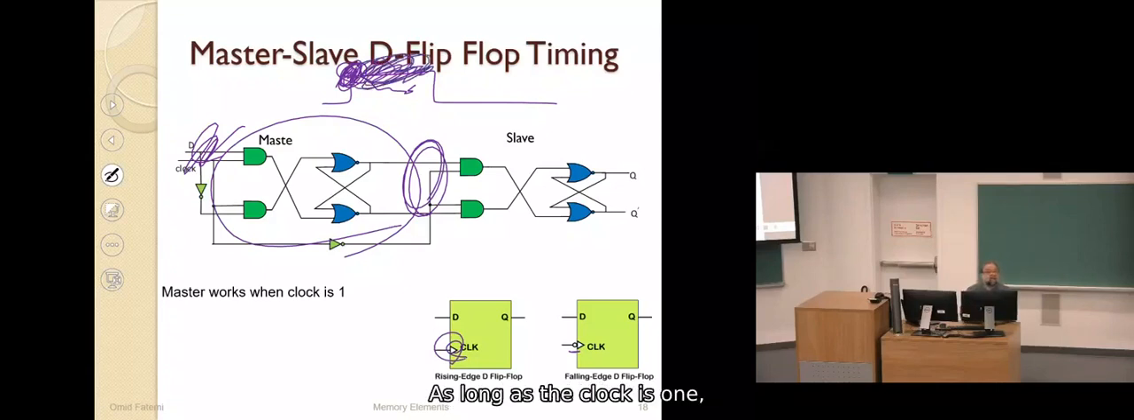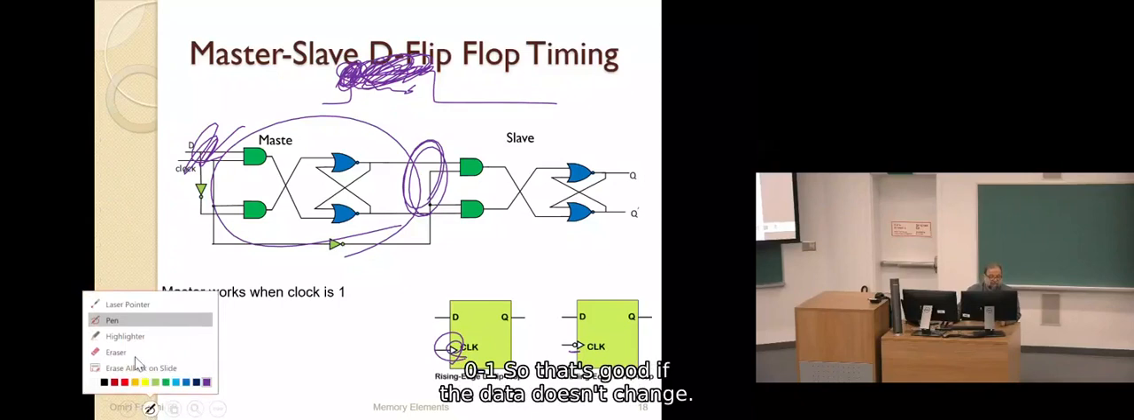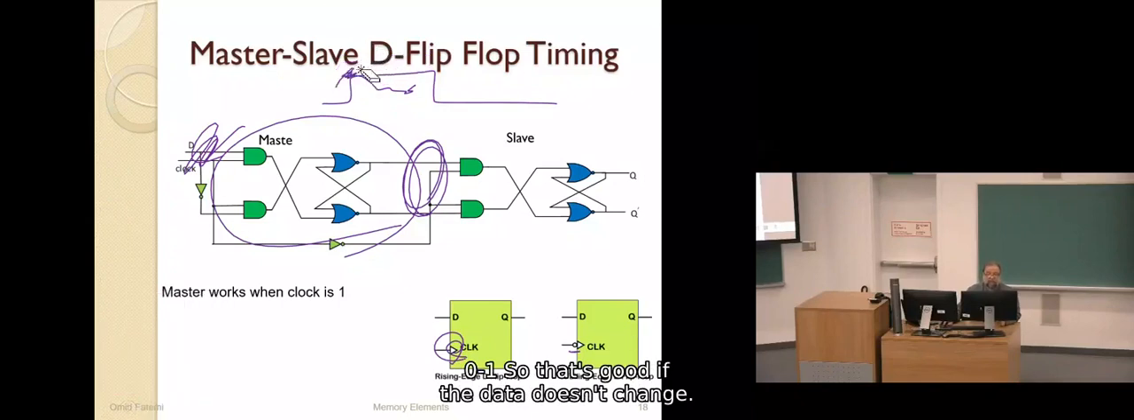As long as the clock is 1, this will somehow be changing, and it is not good if you change the data during the high level of the clock. But if you design it so that the data doesn't change, then it is good. We can say that this flip-flop works only at the rising edge of the clock, the transition from 0 to 1. So that's good if the data doesn't change. But again, if we would like to talk precisely, it is not correct. We will see later.